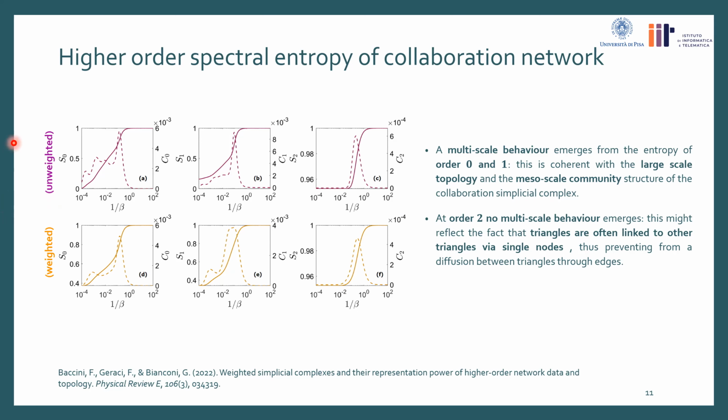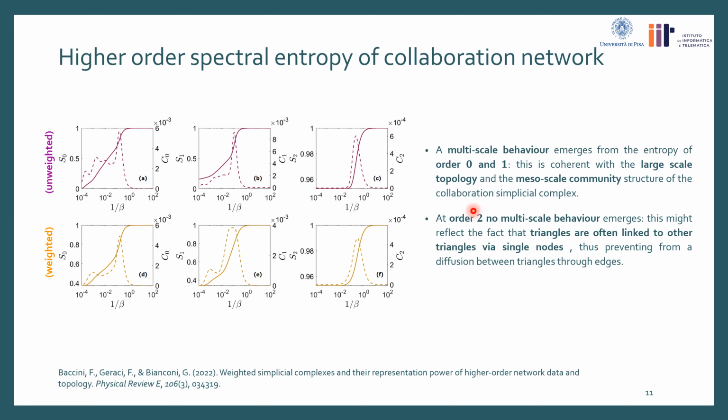So, for example, you can see a multi-scale behavior emerging from the entropy computed at order 0, first column, and order 1, second column. And this is coherent with the large-scale topology and the mesoscale community structure. There were a lot of communities, if you remember the graph that I showed you a few slides before, of the collaboration simplicial complex. So this is coherent with the topology of the network. Instead, at order 2, no multi-scale behavior emerges, and this might be explained in this way.